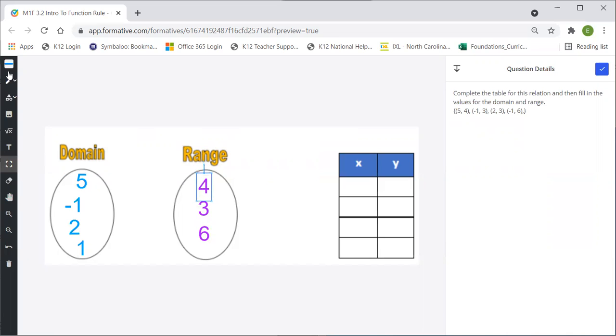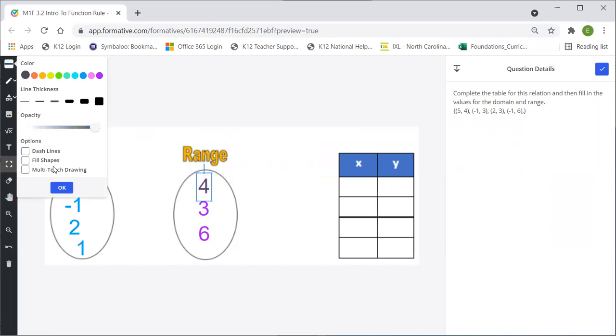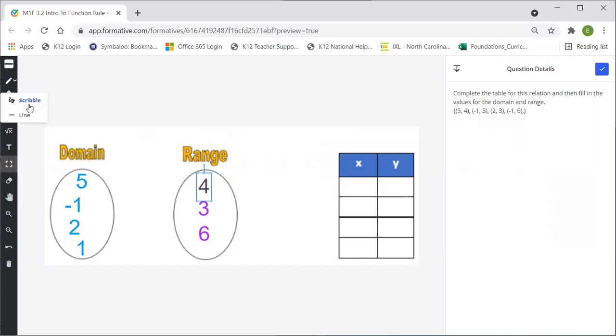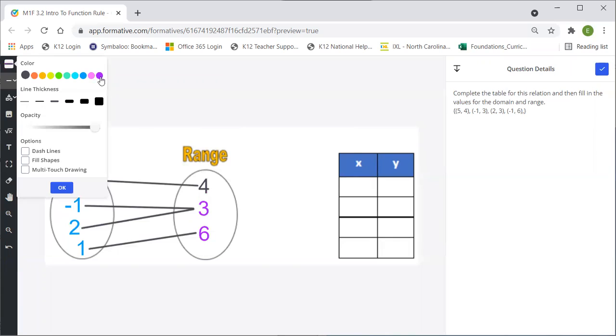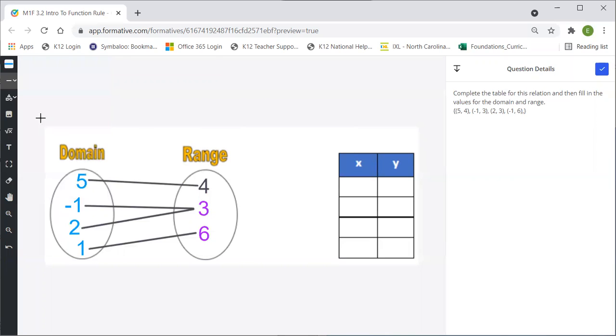So which values go to which one? So 5 goes to 4, -1 goes to 3, 2 goes to 3, and 1 goes to 6. Okay. And then we can do the same thing for the table.